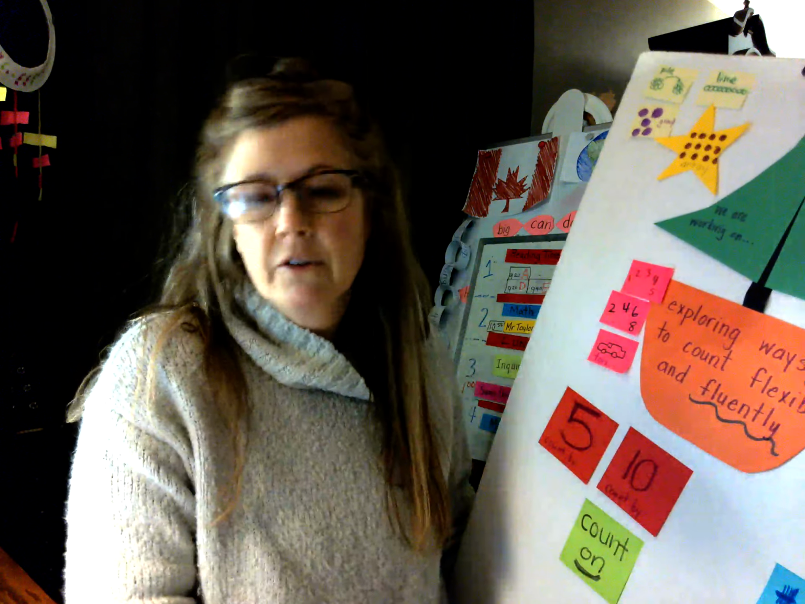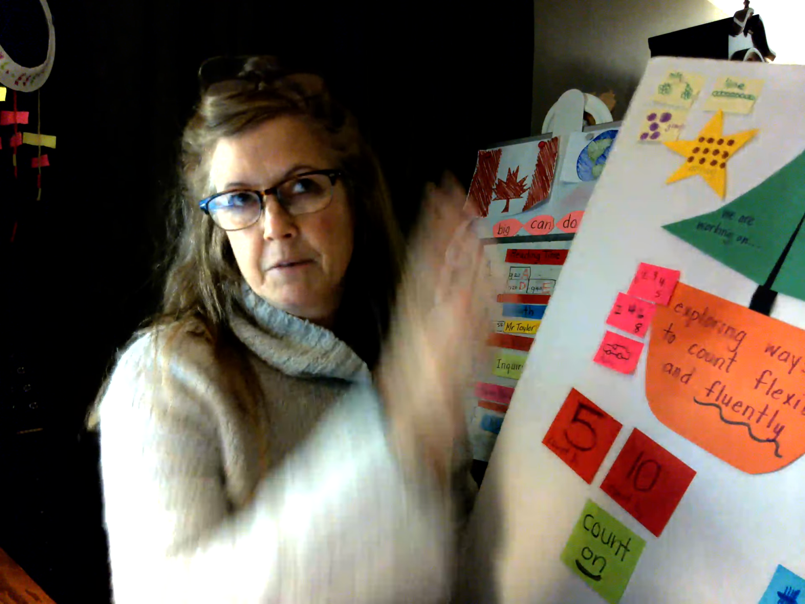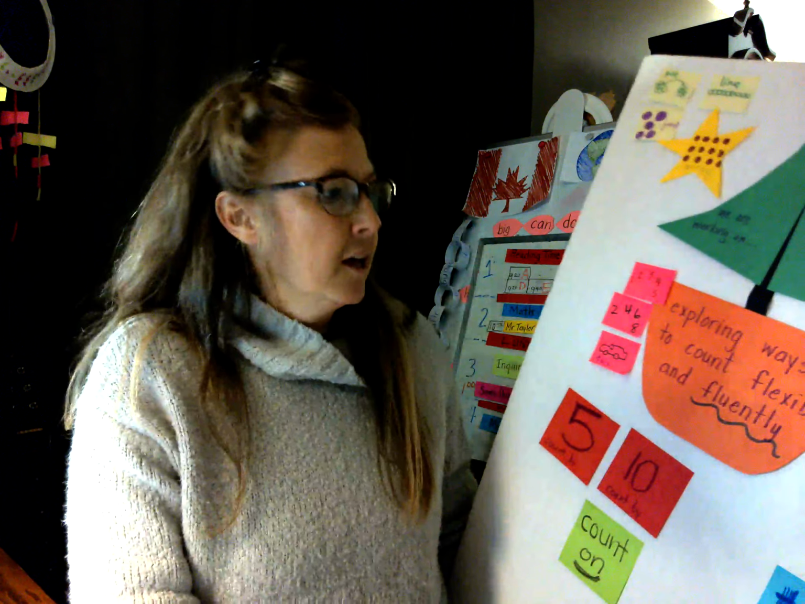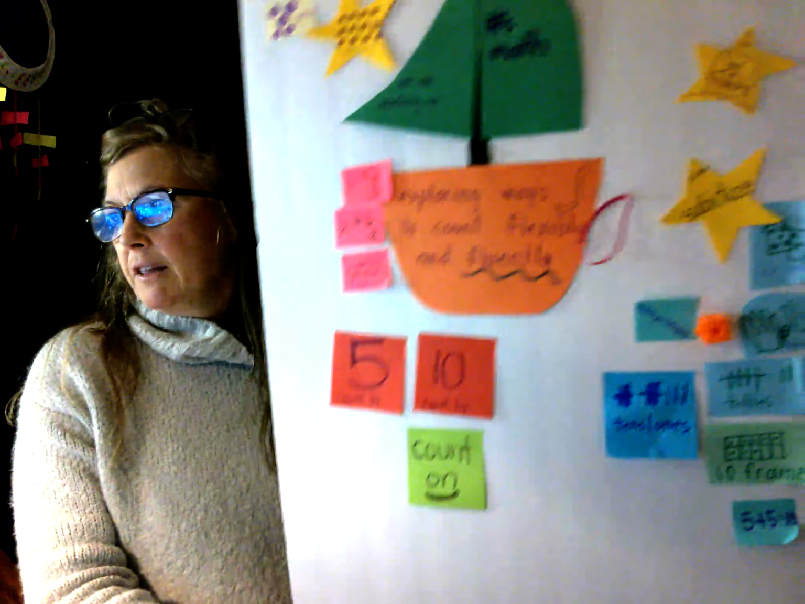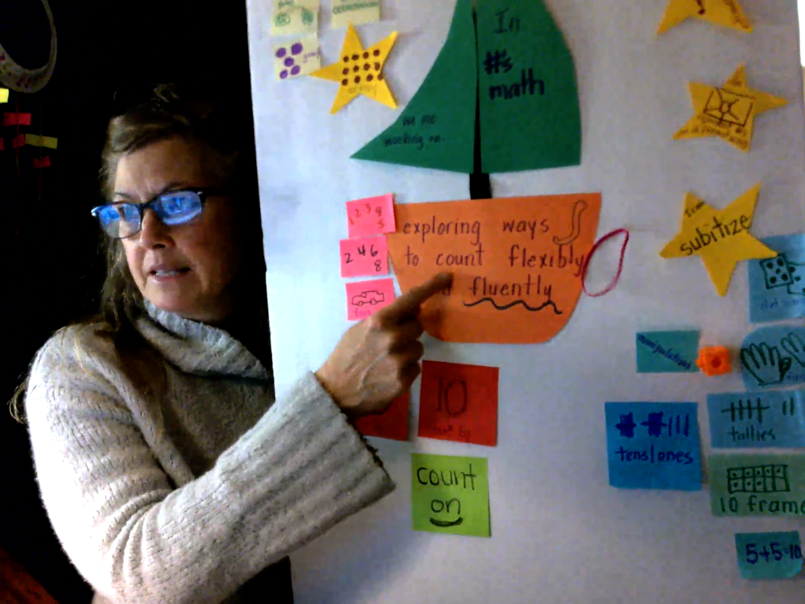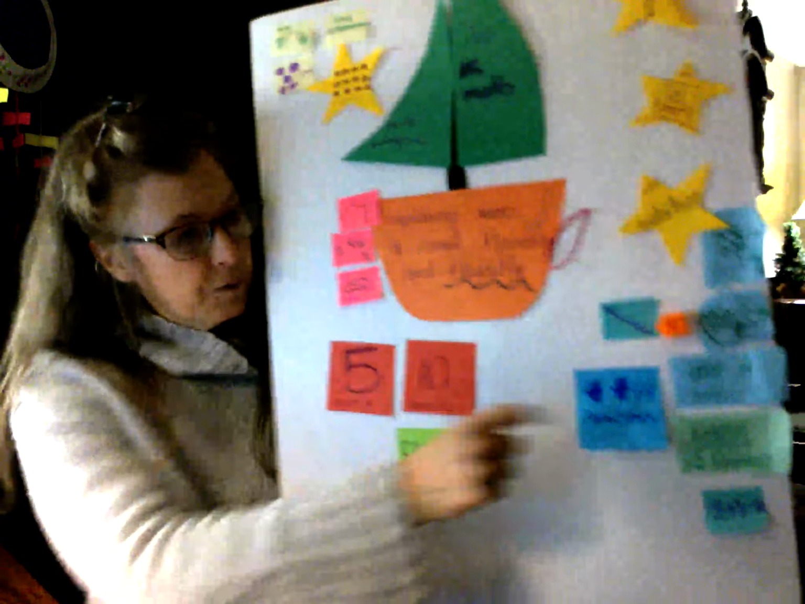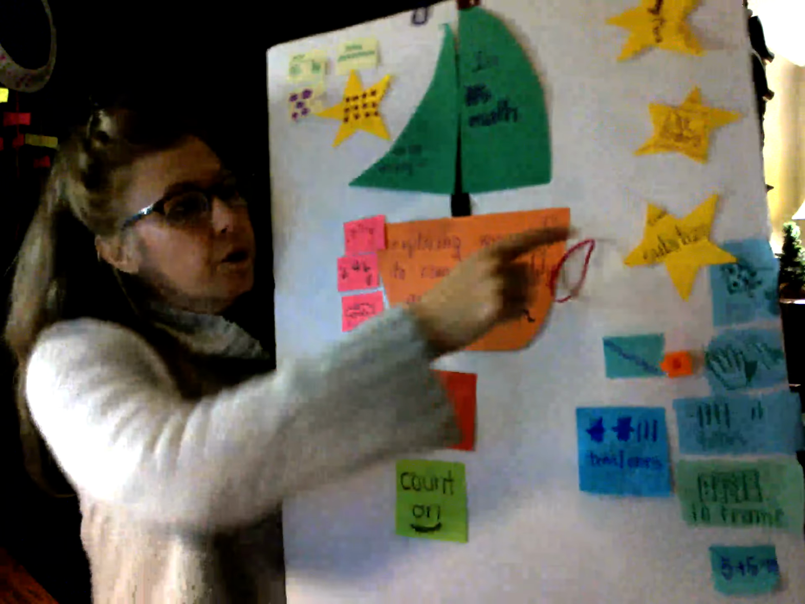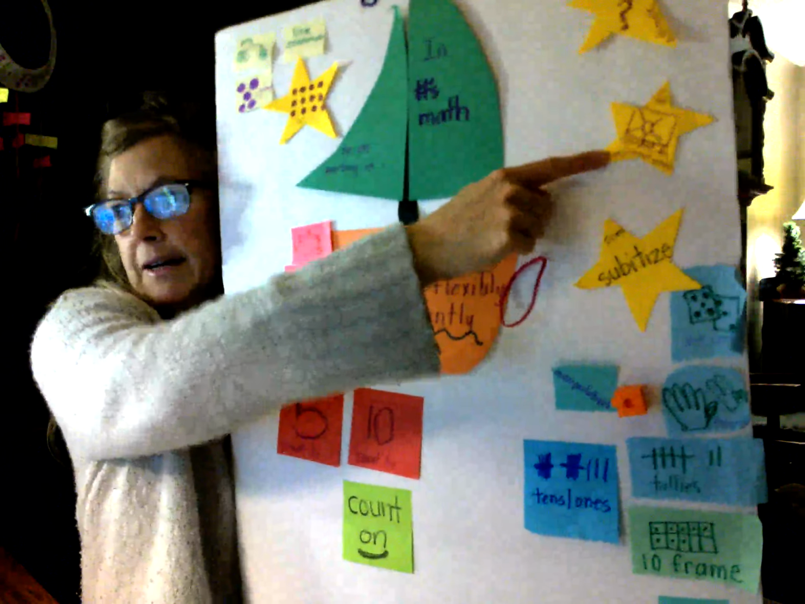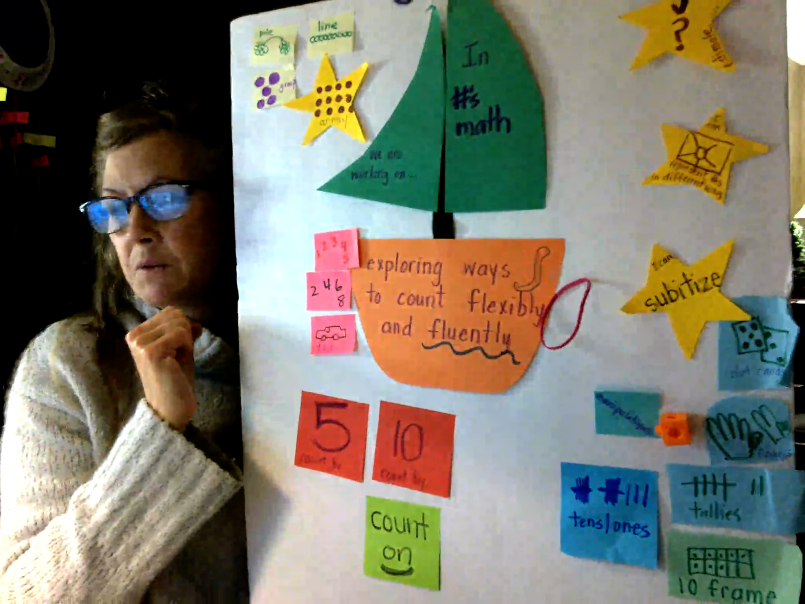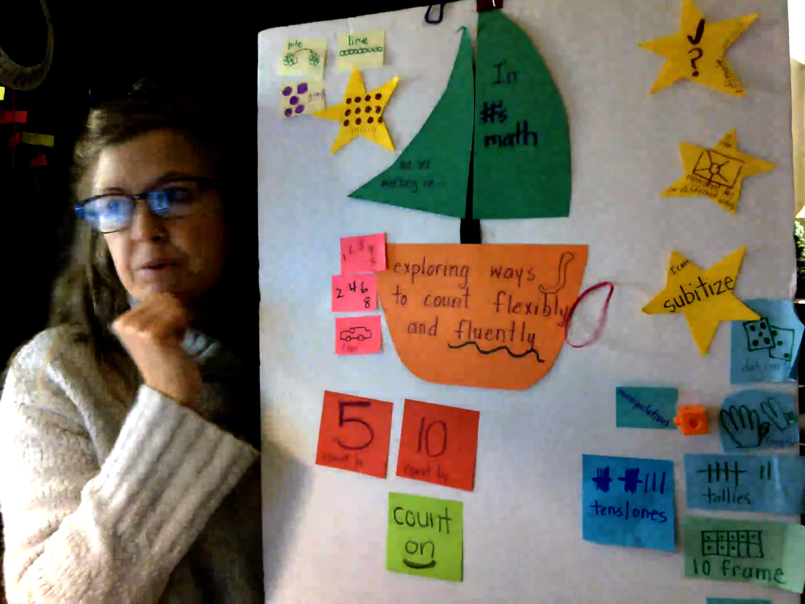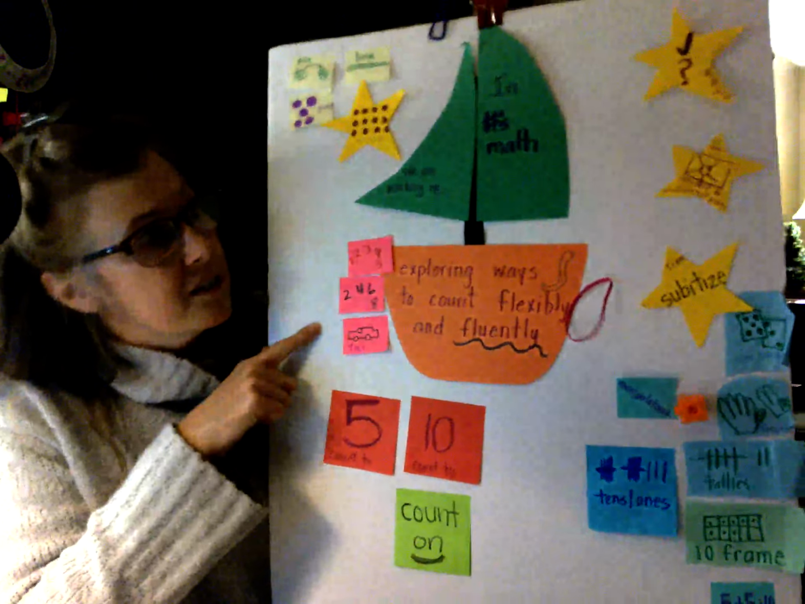And we are just about nearing the end of our other journey and needing to think about where we're going next. We just finished with a learning journey that was around exploring ways to count flexibly and fluently. You can see that we've been working on subitizing, showing our counting in different ways, counting lots of collections, and showing using different tools and representing numbers in different ways.